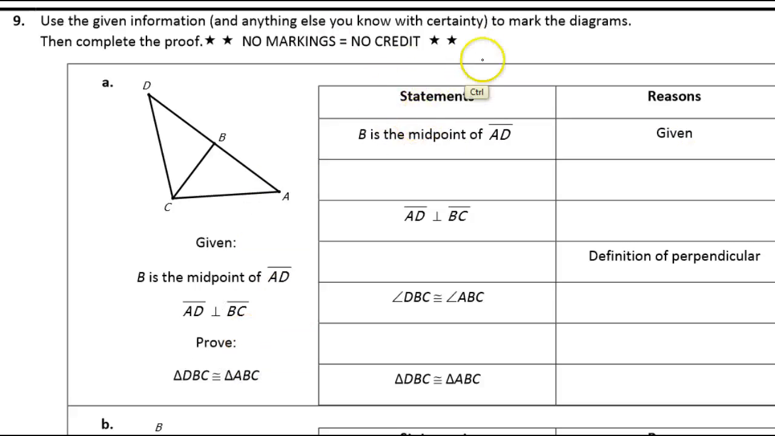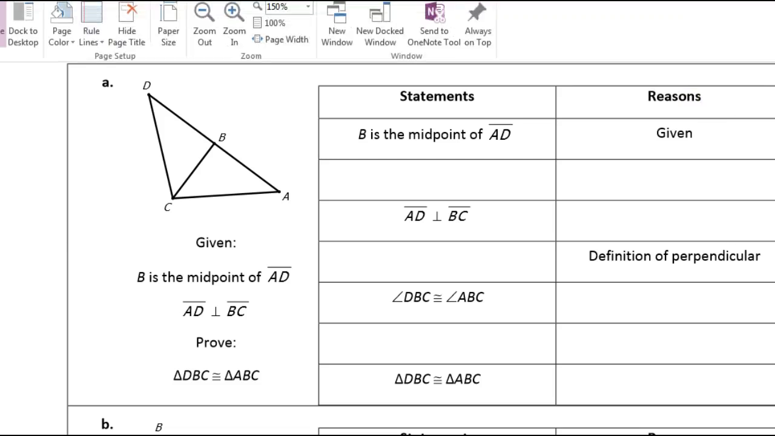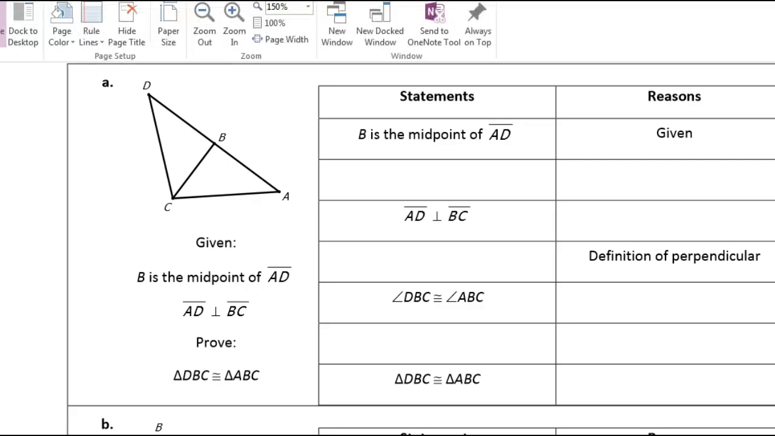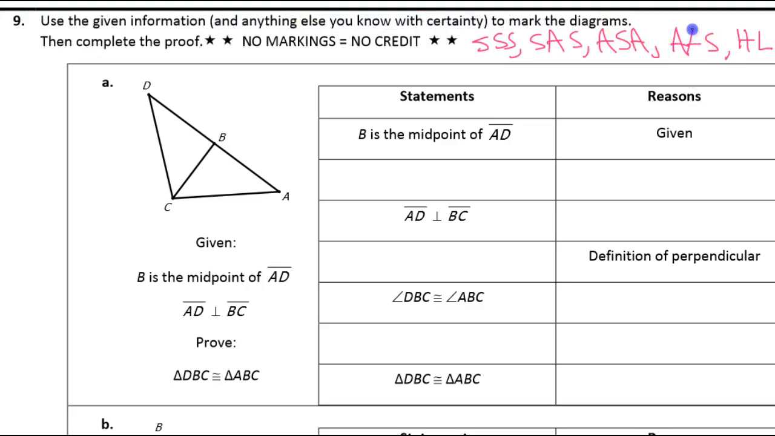So, keep in mind that there are 5 ways to prove triangles congruent. We could do side, side, side; side, angle, side; angle, side, angle; angle, angle, side; and hypotenuse leg. Okay, those are the 5 ways.